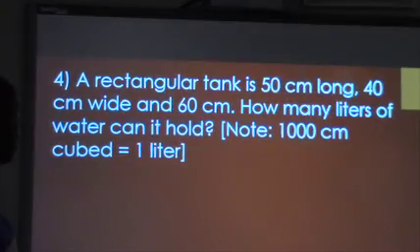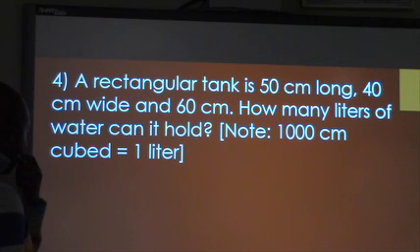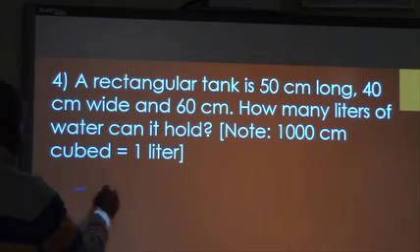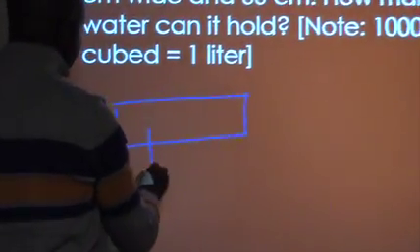Now, say a rectangular tank is 50 centimeters long, 40 centimeters wide, and 60 centimeters high. How many liters of water can it hold? Look, 1,000 cubic centimeters is equal to 1 liter. So we have to find the volume, and then we have to divide it by 1,000 to convert it to liters. This is a rectangular solid, a cuboid.